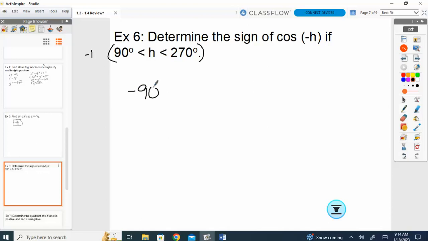So we get negative 90. That would flip my inequalities. It's greater than negative h. It's greater than negative 270. Another way to write that, if you don't like your inequalities going that way.